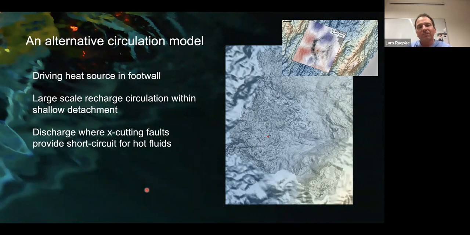And I think the more simple model to explain all of that is that we have a driving heat source as imaged in the tomography, that the detachment that might underlie the TAG segment is channelizing or organizing the recharge flow and not the discharge flow, and that the discharge is happening right above the heat source where the cross-cutting fault systems are making a preferential pathway.